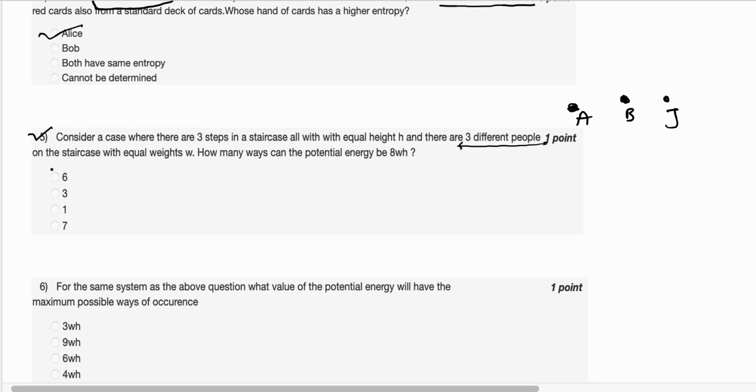On the staircase with equal heights, in how many ways can the potential energy be 8 Wh? So let us see that.